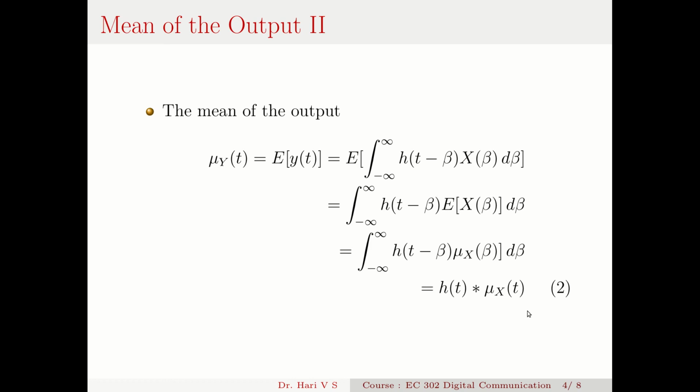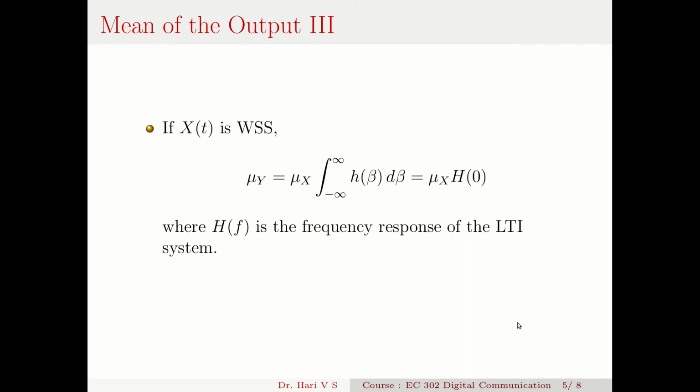Now if my x is a WSS process, then mu_x(t) is a constant, that is mu_x. So the output mean mu_y is the integral from minus infinity to infinity of h(beta) mu_x d beta, because mu_x is no longer a function of time. This beta is a dummy variable in time, so mu_x comes out of the integral. So this is mu_x times the integral from minus infinity to infinity of h(beta) d beta.